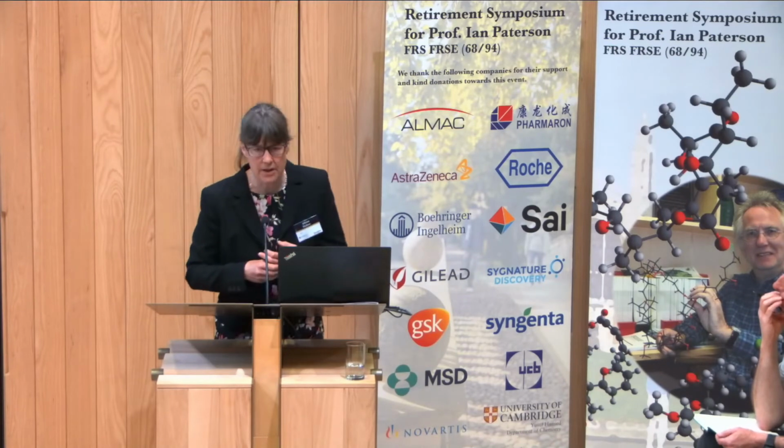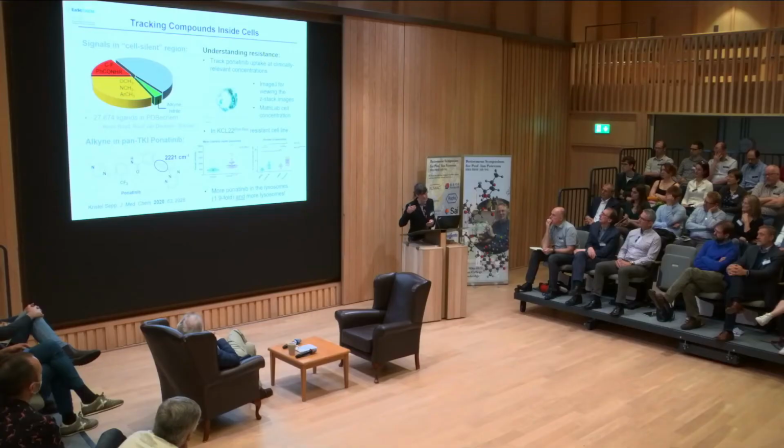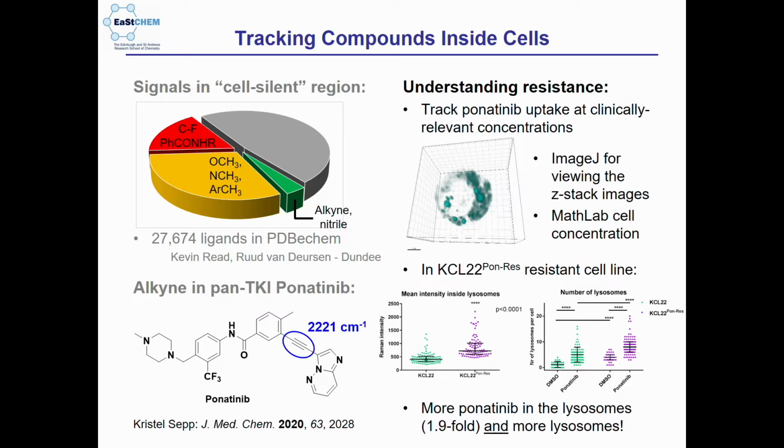And then we can start to do some biology, and I don't have time to go into all of the biology, but what we did with colleagues from the Beatson, and we had a ponatinib-resistant cancer cell line, KCL22 cell line, and we could start to look at the resistance mechanism in terms of, okay, how is this resistant cell dealing with ponatinib that's not a mutation, but what is it actually doing? And we found out that, in this instance, there was more ponatinib in the lysosomes, and there were actually more lysosomes as well. So the biogenesis of lysosomes had actually increased too.